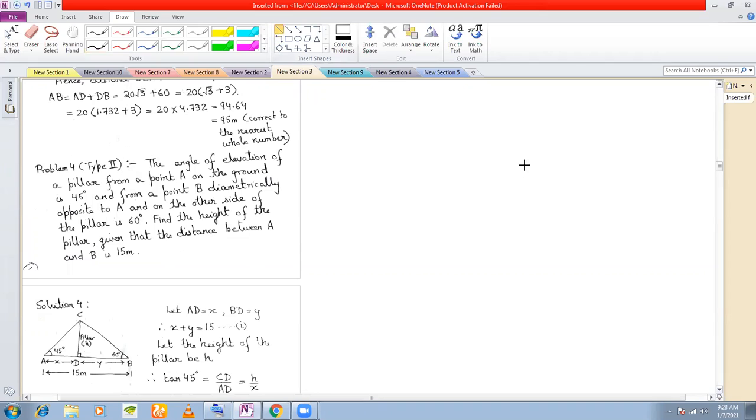So let us draw the pillar first. Okay, this is your pillar, and this is your point A. And B is diametrically opposite to A. Now, what you do here is, from A, the angle of elevation is given of this pillar. The top of the pillar, in fact, they should have mentioned.